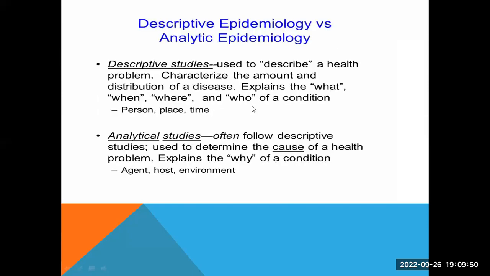We have two types of epidemiology: descriptive epidemiology and analytical epidemiology. In descriptive epidemiology, we are more concerned with the when, the where, the who, and the what of the condition under study. We are concerned with people, place, and time. This is what we're looking for. On the other side, in analytical epidemiology, you are more concerned with the cause. We call it the triangle: the agent, the host, and the environment.